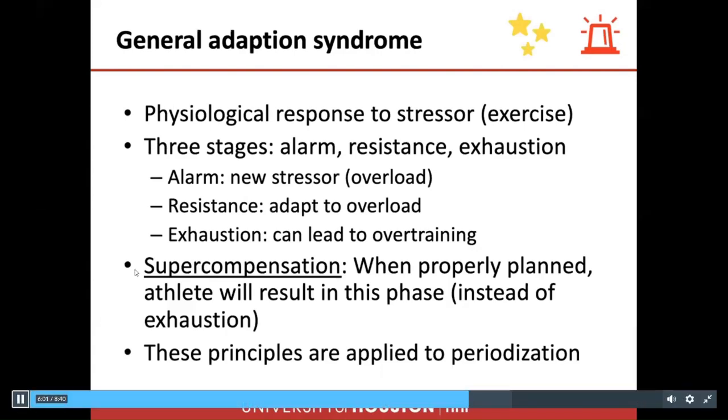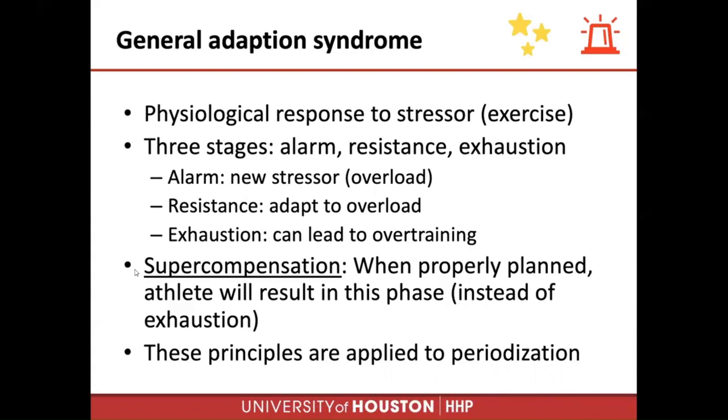What we generally aim for is supercompensation, though. We're going to use this in the context of the general adaptation syndrome. If you've had psychology or if you've read that in the book, you may be familiar with this in terms of psychological stress, but we can also use it when we talk about physical stresses like exercise. There are 3 stages to the general adaptation syndrome: alarm, resistance, and exhaustion. So alarm is when we have a new stressor. In the case of exercise, this is when the overload principle is performed or applied.